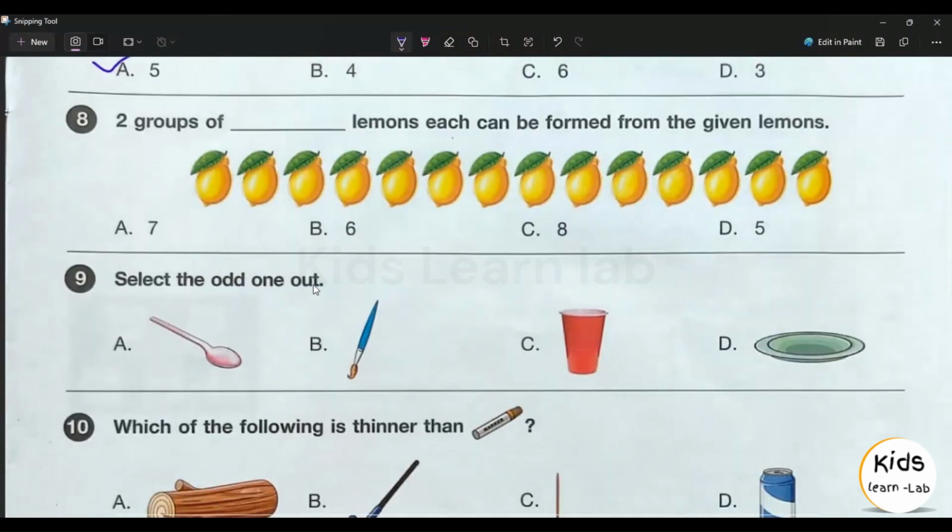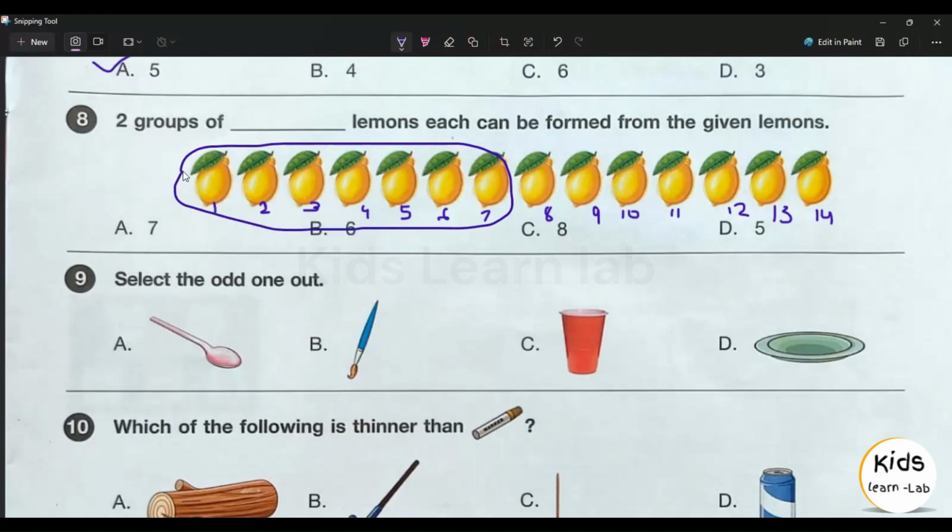Eighth question, two groups of dash lemons each can be formed from the given lemons. Let's count the number of lemons. 1, 2, 3, 4, 5, 6, 7, 8, 9, 10, 11, 12, 13, 14. So 7 plus 7 is 14. So first group 7 lemons, second group 7 lemons. So each group has 7 lemons. Option A is the right answer.